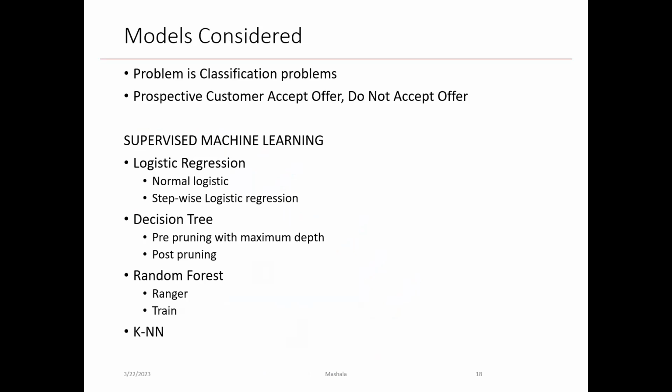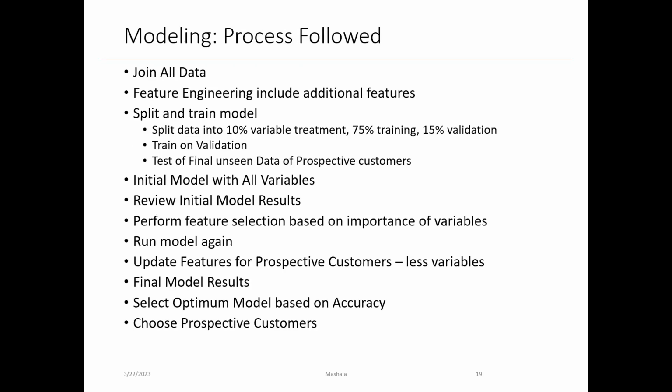The models that were considered were supervised machine learning. Given that this is a classification problem with a binary outcome of either accept or not accept the offer, the logistic regression, decision tree, random forest, and KNN methods were looked at.